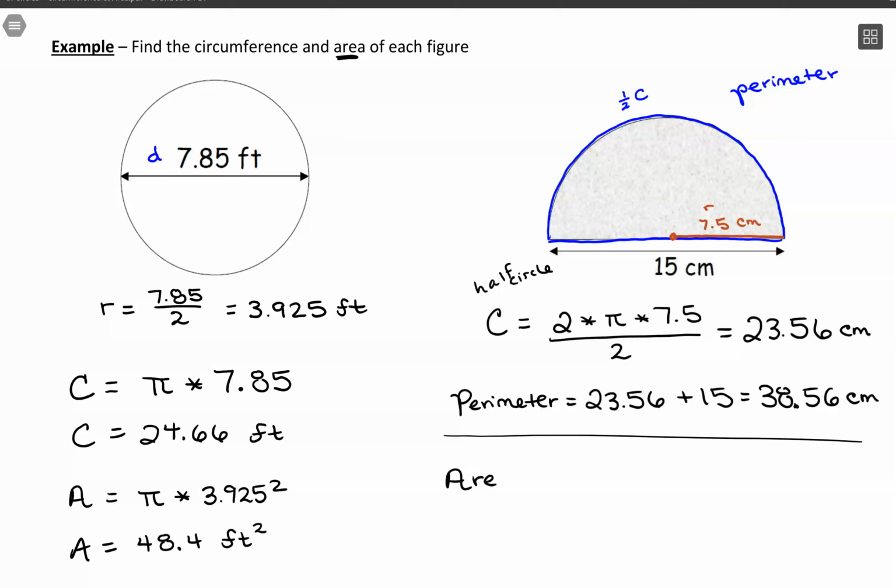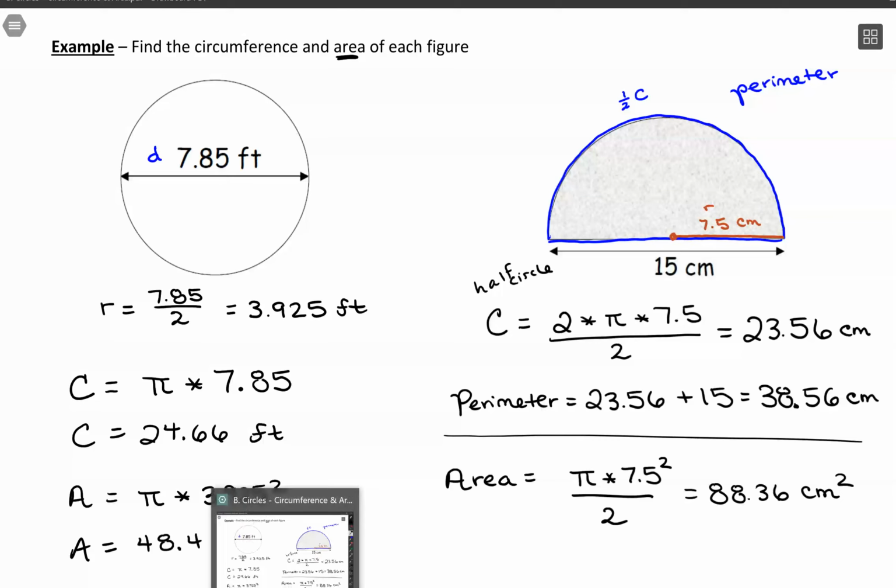For area, we just need half of the area of the circle. So for area of the circle, pi r squared, so pi times our radius of 7.5 squared, and then we just need half of that because we only have half the circle. And that should be an 88.36 centimeters squared. So that's how we do circumference and area with circles.